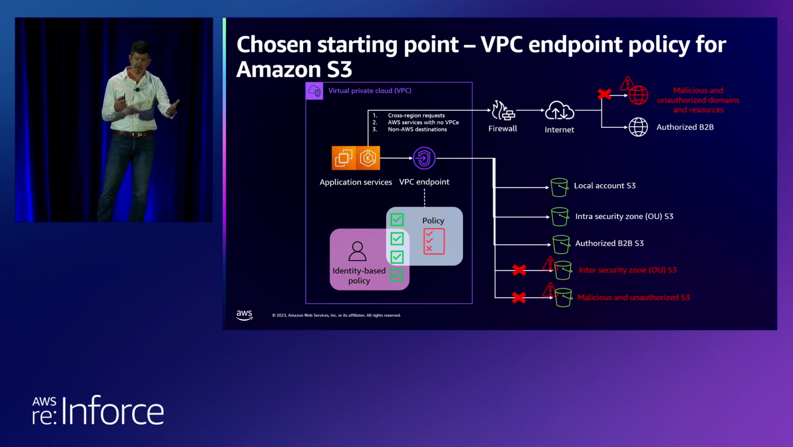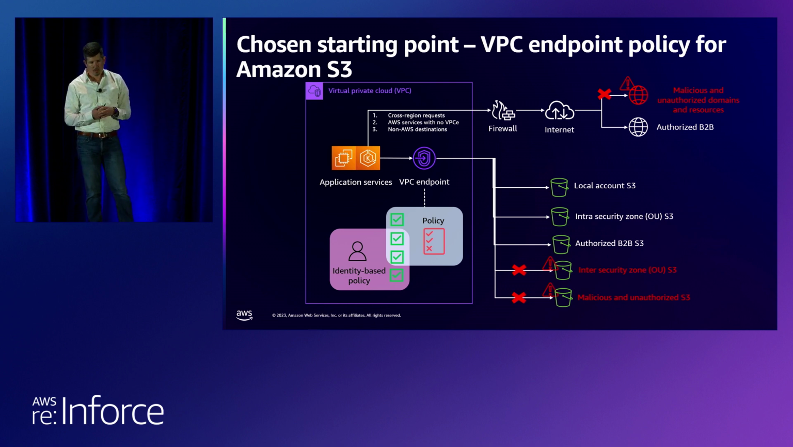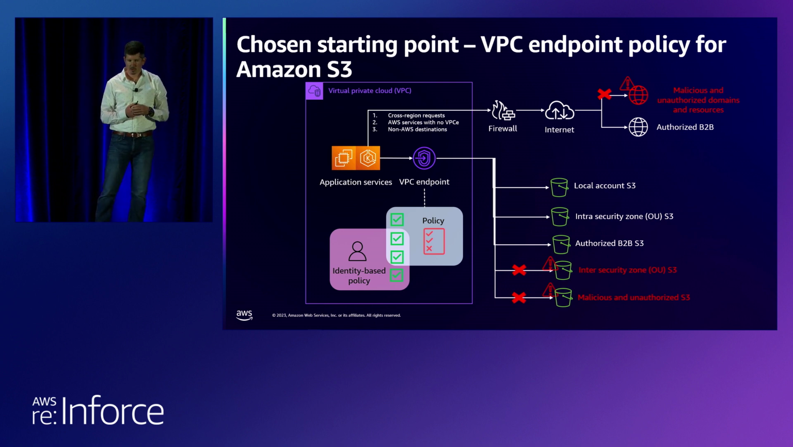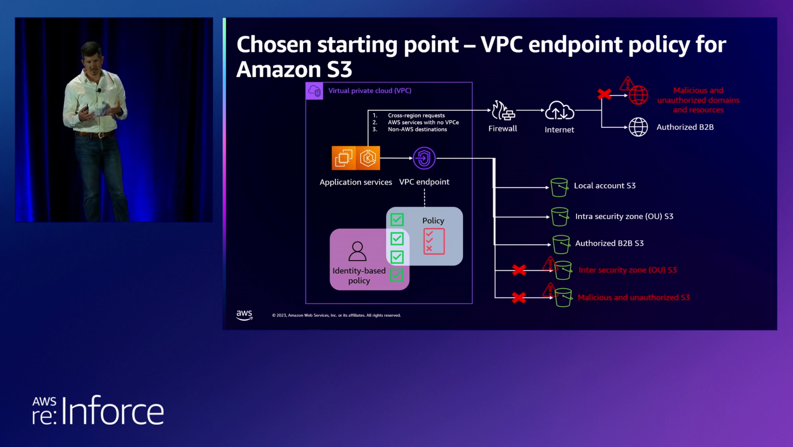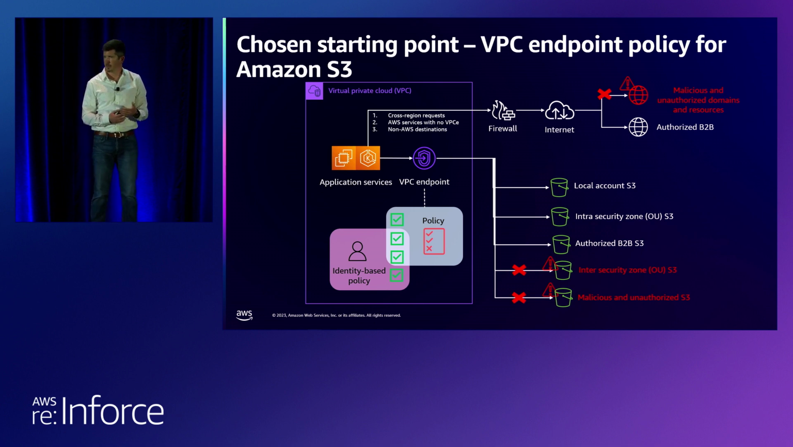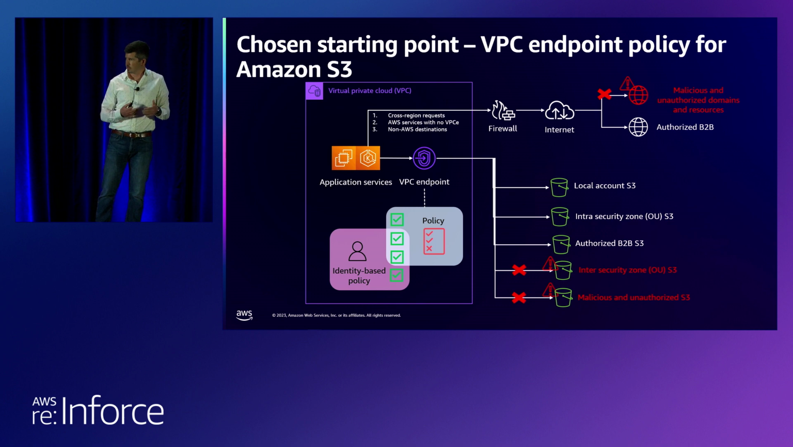In this example, we have some application services running in a VPC. We see the data flow where the data is crossing a VPC endpoint. We see the policy and the condition keys being enforced on that endpoint as a solid preventative control. And to the right, we see examples of the things we want to allow as well as prevent.